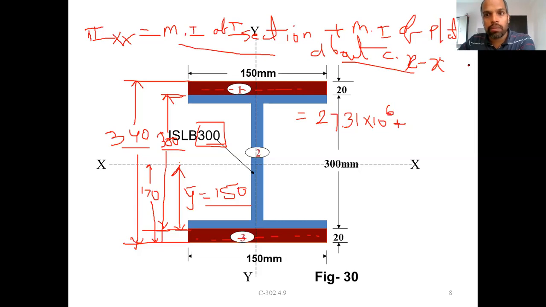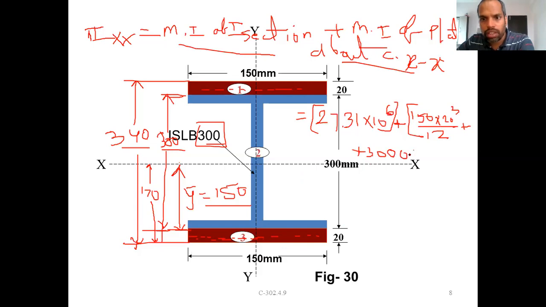Next, plus the moment of inertia of plates about the centroidal axis. The plate's moment of inertia about its own centroidal axis is BD cube by 12, where B is 150 and D is 20, so 150 into 20 cube by 12. Already we know the procedure and have solved n number of problems. But this is only about the rectangle's own centroidal axis, and we need it about this axis. So we have to apply the parallel axis theorem: moment of inertia about its centroidal axis plus AH square. The area is 150 into 20, which is 3000.